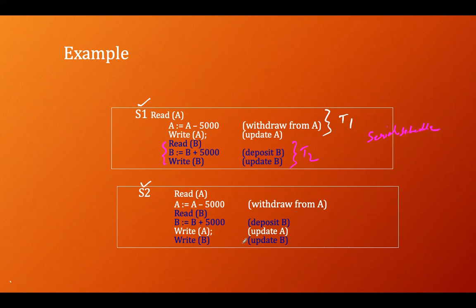Now here what is happening? There is T1, and in between you can see we have T2. That is called a non-serial schedule. This is a serial schedule, and this is a non-serial schedule.